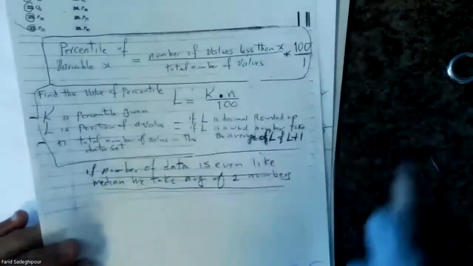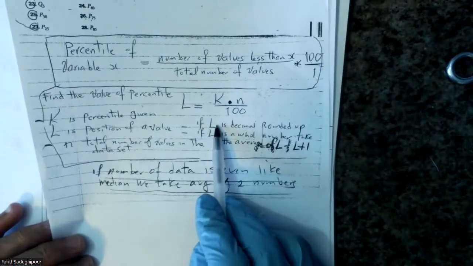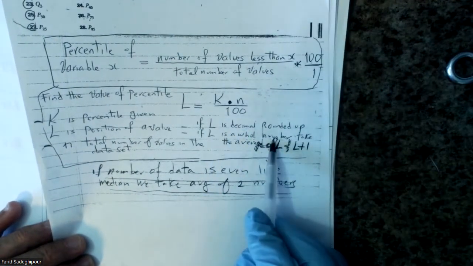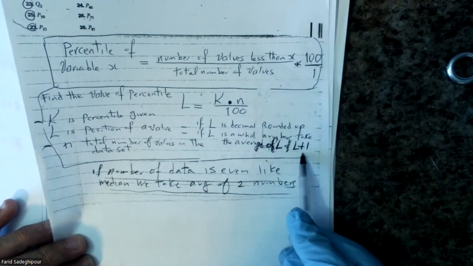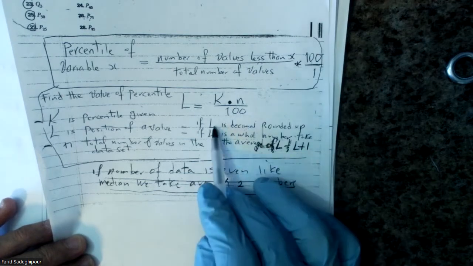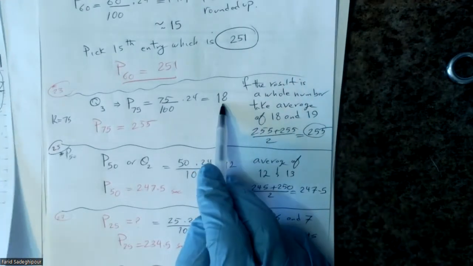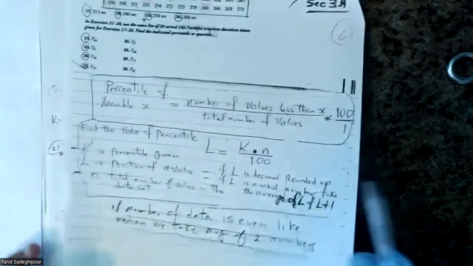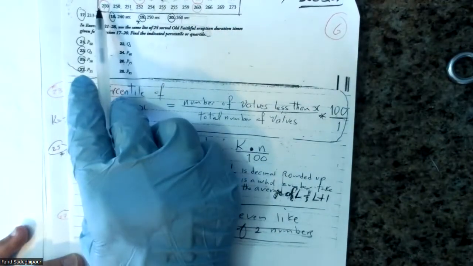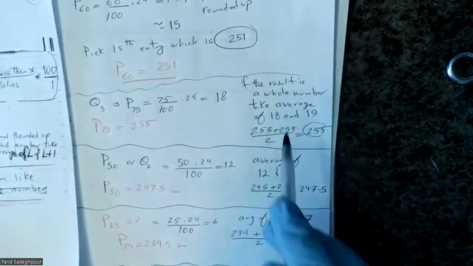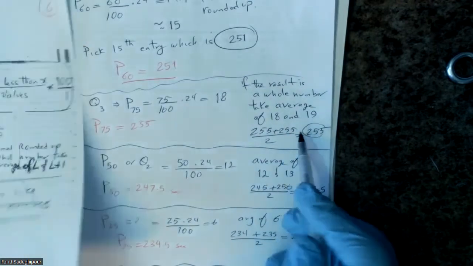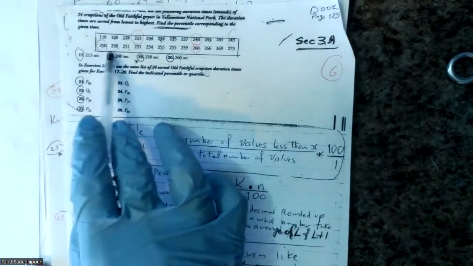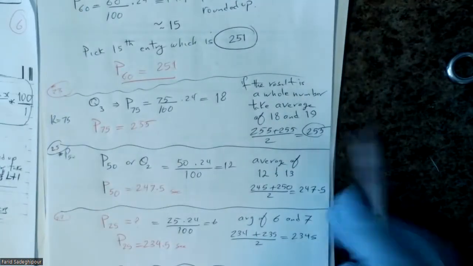Now, if the value is a whole number, don't take that number. You have to take the average of that number and the next, L and L plus 1. If L is a decimal, then you round it up. It means this is 18. When it's a whole number, don't start counting and stop at 18. No. You have to take 18 and 19 and then the average of those two. It happened that both in this case are the same number. So that would be 255.